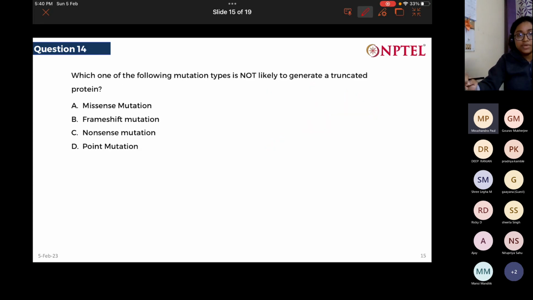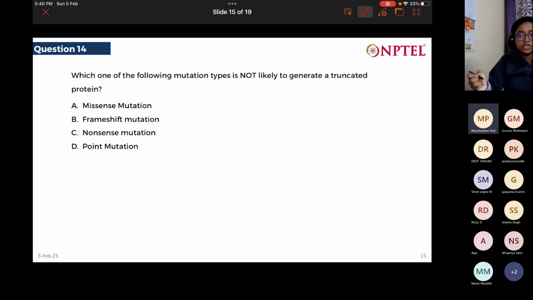So the next question is again based on the different types of mutation. It asks which one of the following mutation types is not likely to generate a truncated protein. As I told in the previous case, nonsense mutation, right? Because of nonsense mutation, we get a stop codon at a place where we are not supposed to have it. It was present somewhere downstream, but we're getting the stop codon upstream before the entire sequence could be completely translated. So nonsense mutation gives a smaller polypeptide chain, which may not be functional anymore, a truncated protein.